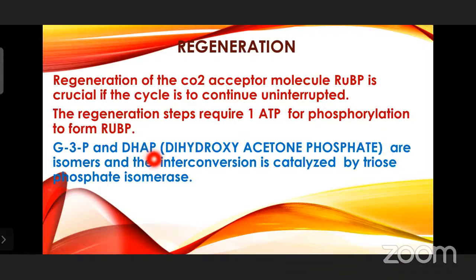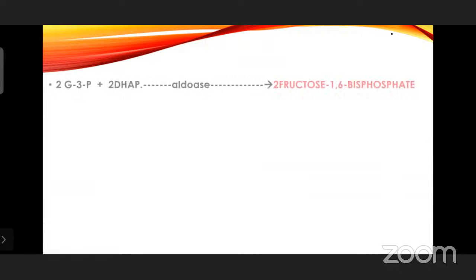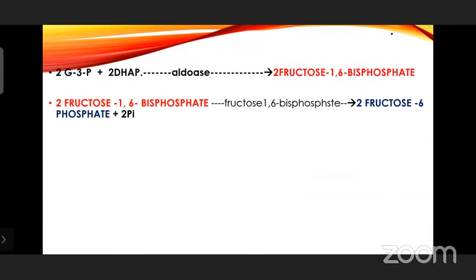G3P and DHAP will be formed actually, but this DHAP can get converted back again to G3P because of the triose phosphate isomerase enzyme. So 10 molecules of glyceraldehyde 3-phosphate we can say, or 5 molecules of glyceraldehyde 3-phosphate and 5 molecules of DHAP will be there, which are going to undertake the regeneration of RuBP. And this is going to take place one by one in a stepwise manner.